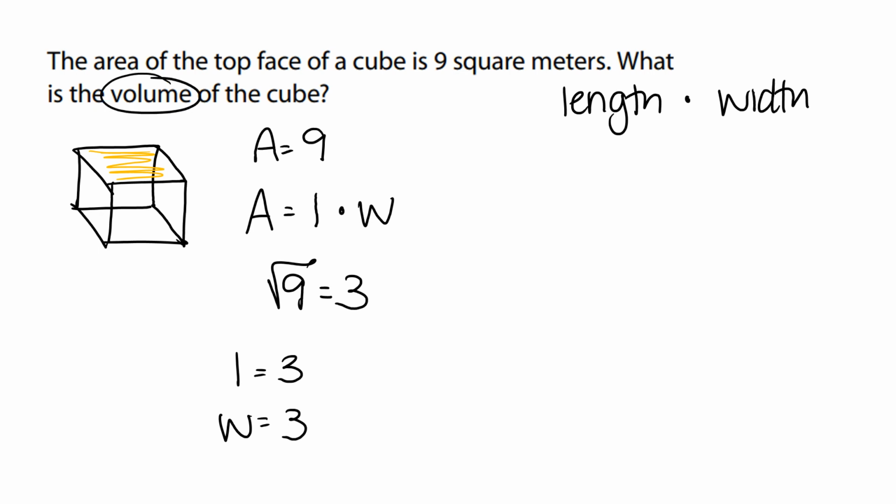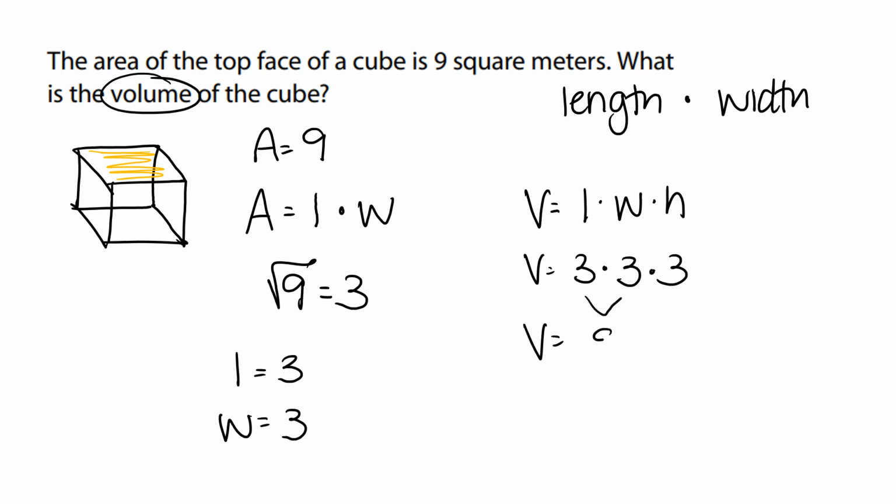The question asks us to find the volume. Volume is found by length times width times height. In this case, 3 times 3 times 3. Well, 3 times 3 is 9. 9 times 3 is 27. 27 meters cubed. It's a cube. Our units are in cubes.